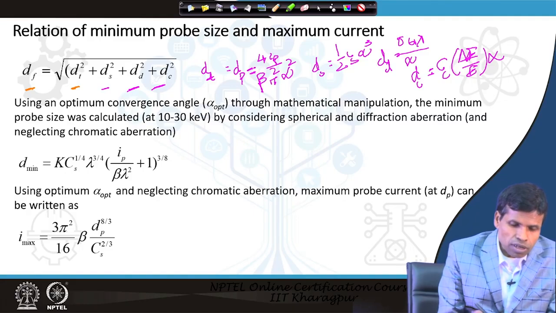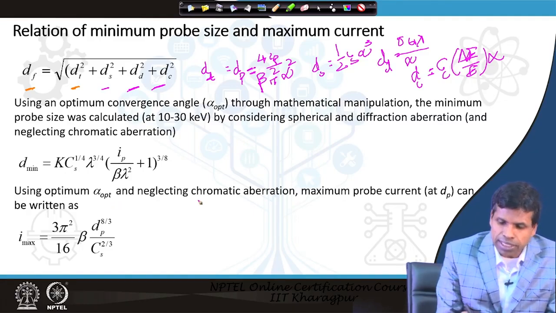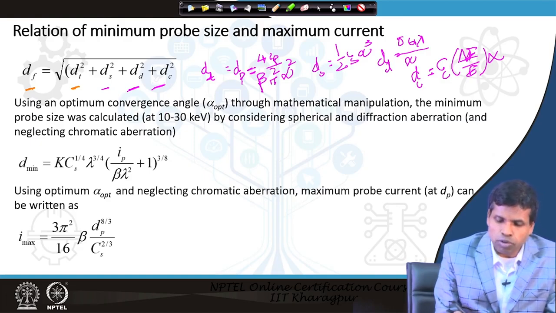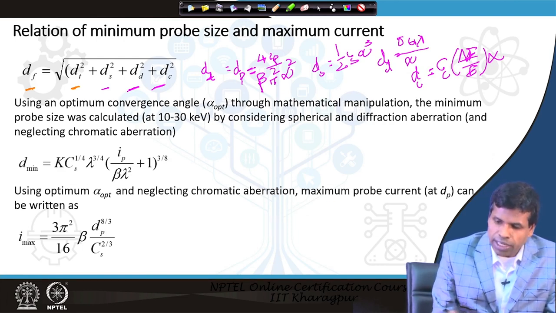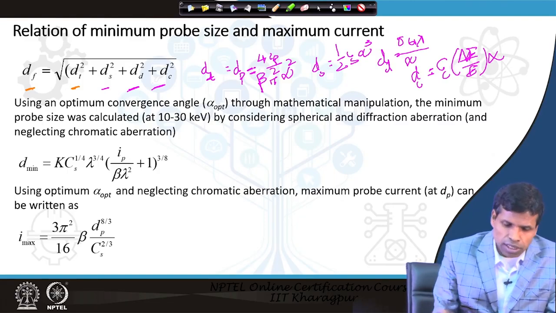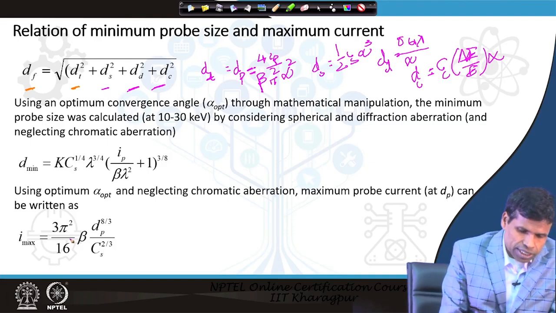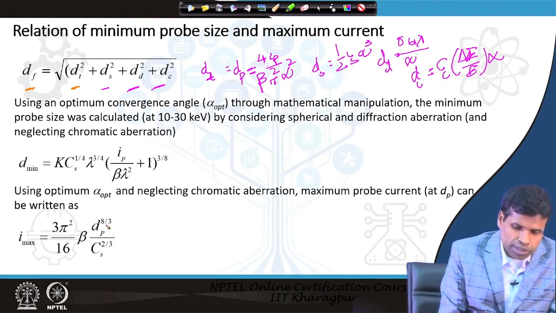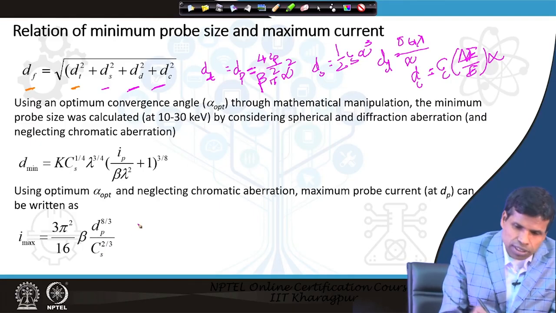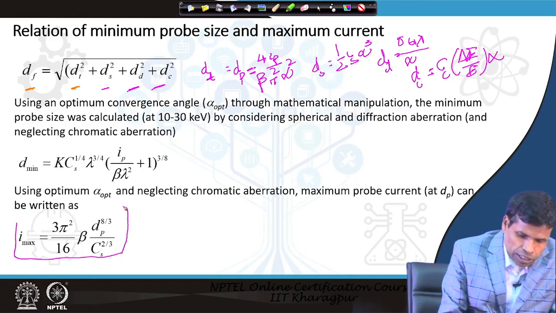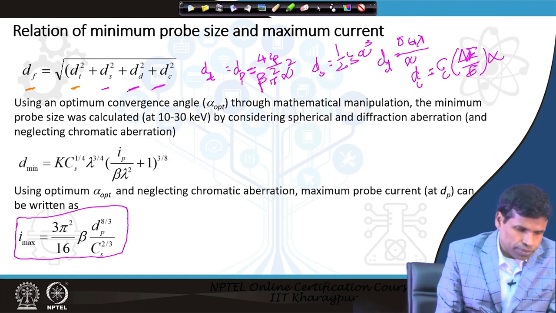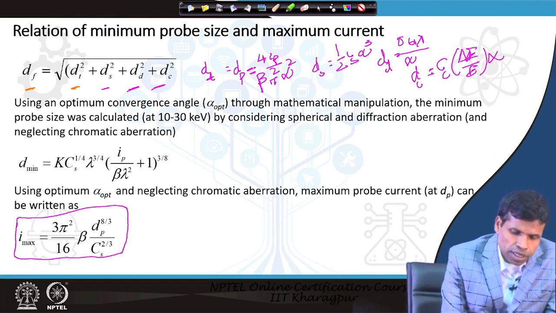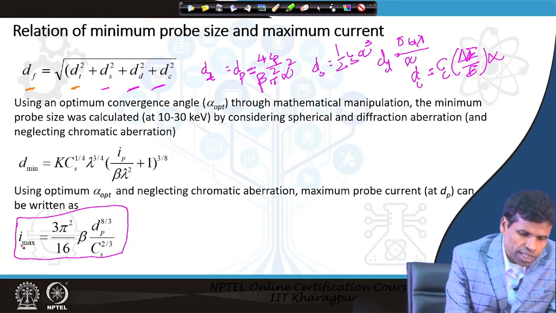Now, again using the alpha optimum and neglecting the chromatic aberration, because above 30 kilo electron volt we have negligible chromatic aberration, the maximum probe current at probe diameter dp is I max equal to 3 pi square by 16, beta dp to the power 8 by 3, and the spherical aberration coefficient to the power minus 2 by 3. So, this equation tells us the maximum current we can have at a certain probe diameter dp. What this says is that if the probe diameter dp is more, then we have more current.